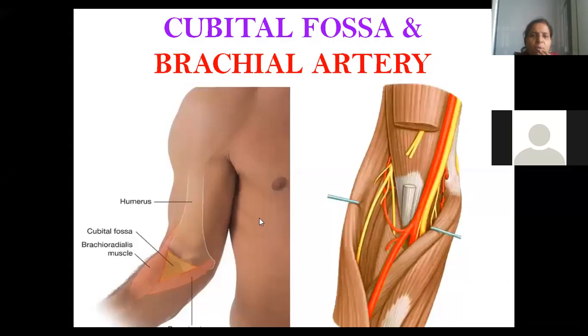Okay, today we are going to discuss the cubital fossa and the brachial artery. The cubital fossa can come as an essay question. The brachial artery usually comes as a 5 marks question, beta.